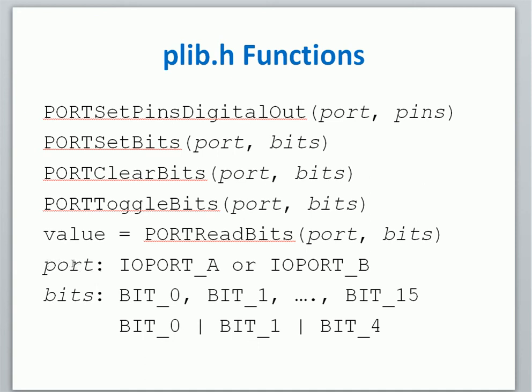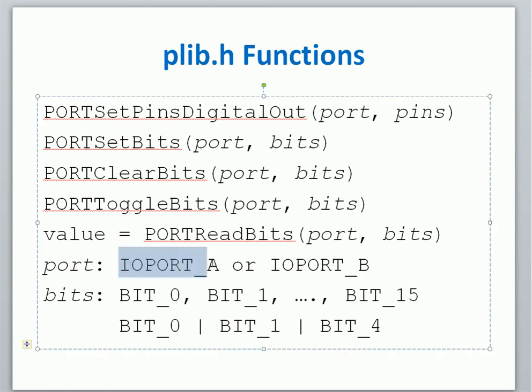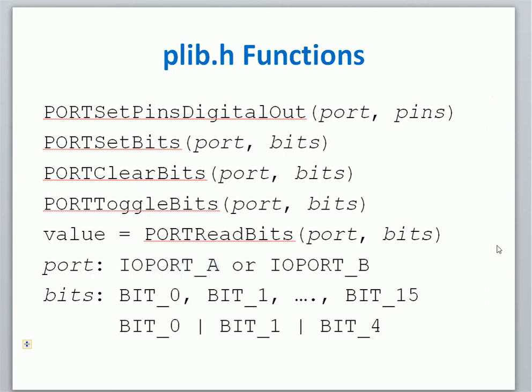Okay, what is port? Well, there's only two possibilities. You're either talking about port A or port B, and so this is a special language that the plib library understands to know that you're talking about port A or B: IO port underscore A or IO port underscore B. And when you talk about pins, you talk about their last numbers. So bit 0, bit 1, all the way up to bit 15 in port B.